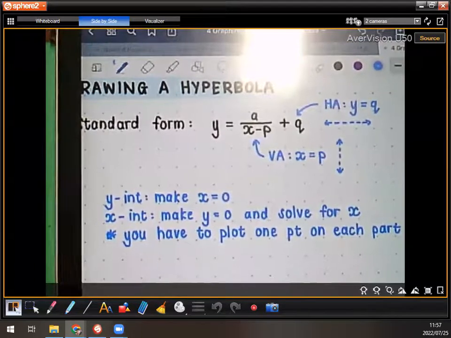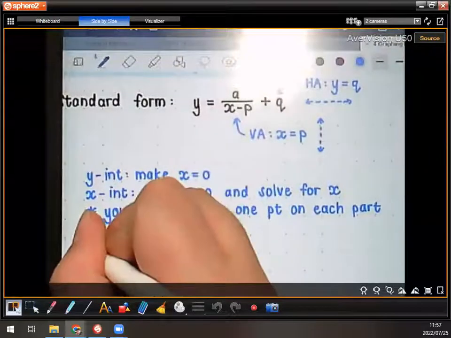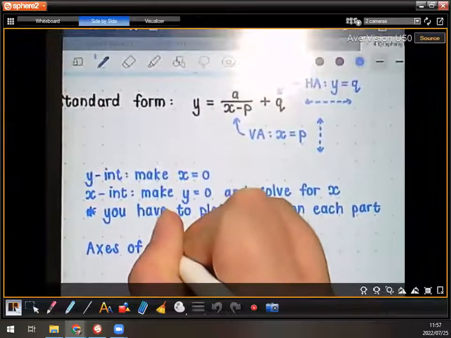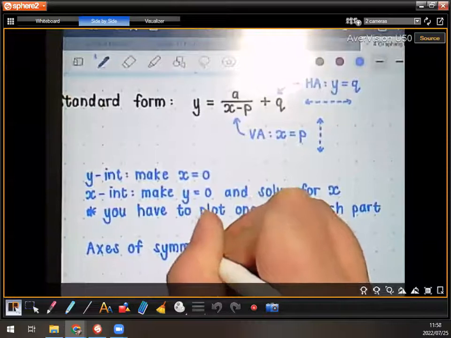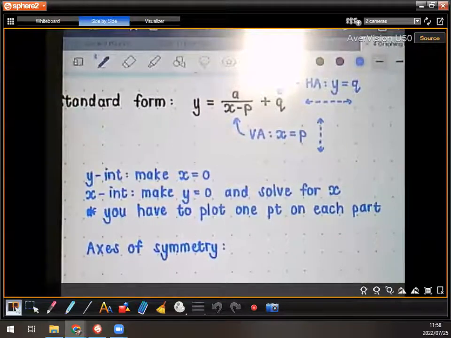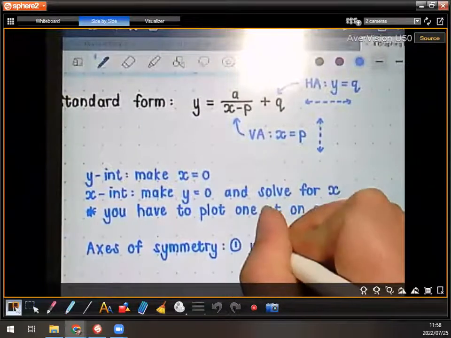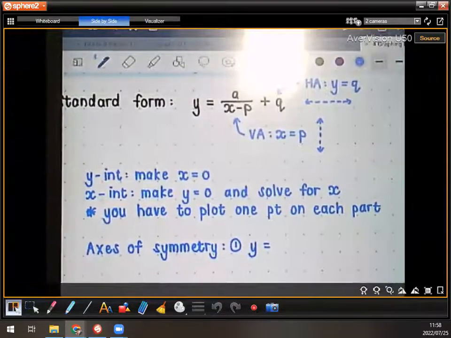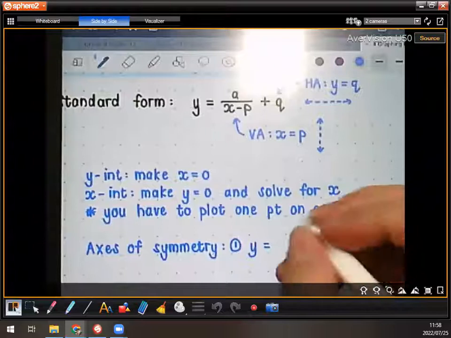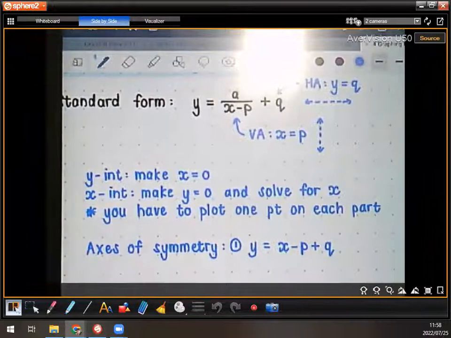Other things for hyperbola, we will look at it when we're doing some graphs. But a hyperbola actually has 2 axes of symmetry. A parabola only had 1, a hyperbola has 2. And they do sometimes ask it as an extra question on the equation. So there are 2, like I said. The first one is very easy. You're going to say y equals, you take your denominator and your plus p. So it's going to be the whole denominator, x minus p, and then whatever the plus q is.